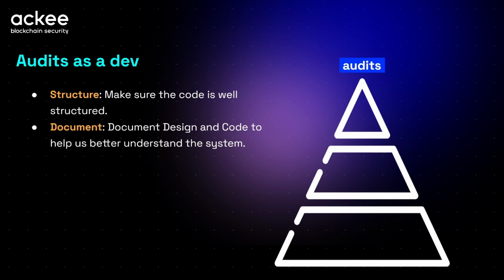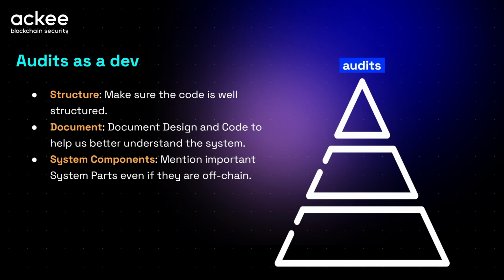The second point is documentation. Document design and code to help us, our auditors, better understand the design, but this can also be extended to the first part, when you want, after some time, to understand faster and better what the design was 6 months before. You also want to speed up the process of understanding for your colleagues and team members. It is also important to document this because if the application or the protocol is robust, it can contain also a lot of system components which are important.